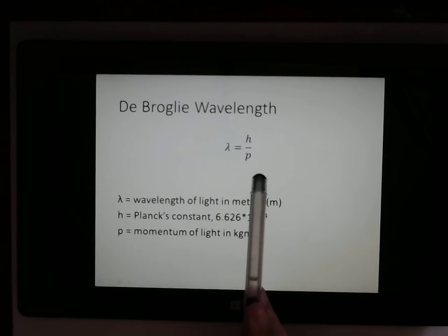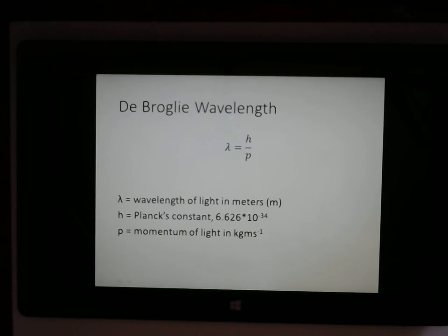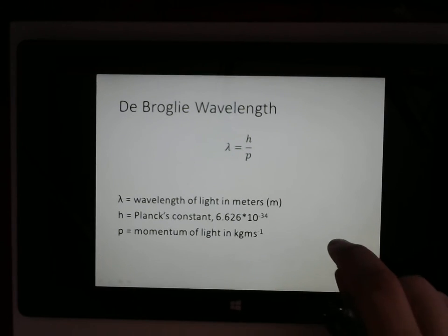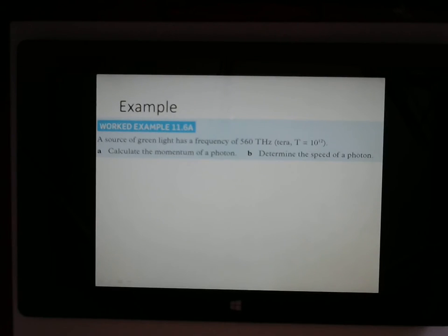So let's have an example for this. A source of green light has a frequency of 560 terahertz. Remember that conversion for terahertz, T equaling 10 to the power of 12, is in your formula booklet on your exam. Two things: A, it wants us to calculate the momentum, and B, determine the speed of a photon. Alrighty. If you're following along, this is on page 321 of your textbook. It's in chapter 11.6. They talk about Compton scattering.